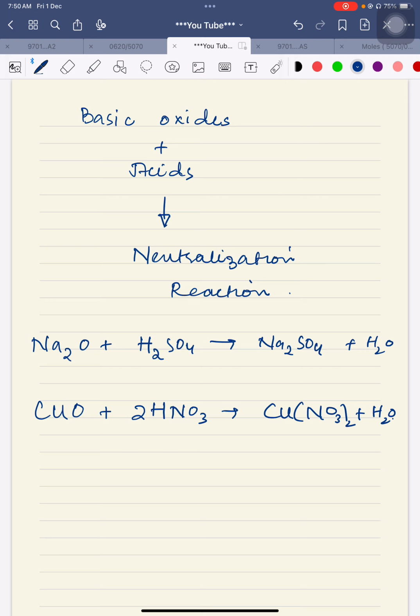So these are the 2 examples in which acids are reacting with basic oxides, and basic oxides are giving a neutralization reaction while reacting with acids. This is how we can say that acidic oxides are acidic in nature, so they react with bases just like acids. Basic oxides are basic in nature, so they react with acids just like bases. This is how we are going to discuss such reactions. The rest of the 2 oxides are still at the back end, and we are going to discuss them in the next class, that is amphoteric oxides and neutral oxides.